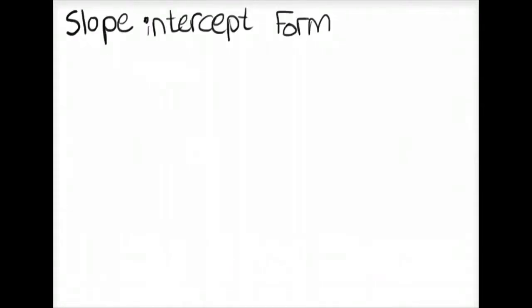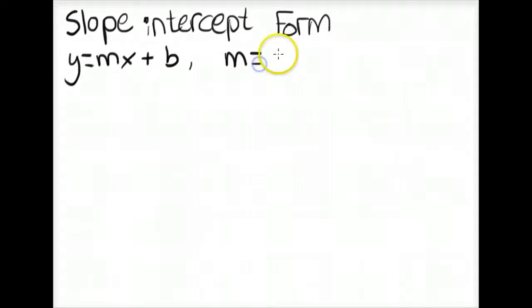So these past definitions lead us to the general form of a linear function, which is called slope-intercept form. If y equals mx plus b, then m represents the slope of the linear function, and b represents the y-intercept.